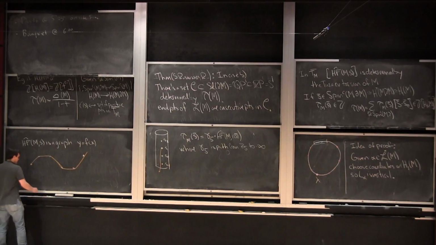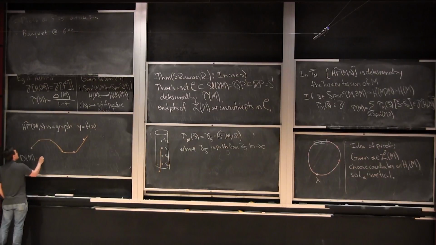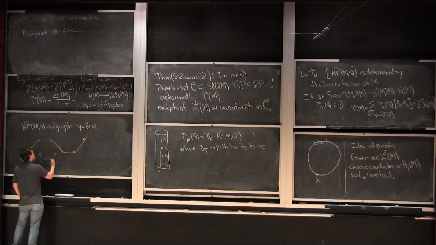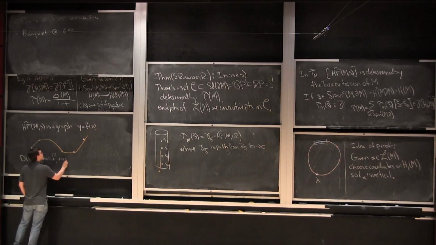And now this detected set of M is going to be the interval between the minimum value and the maximum value of f prime.